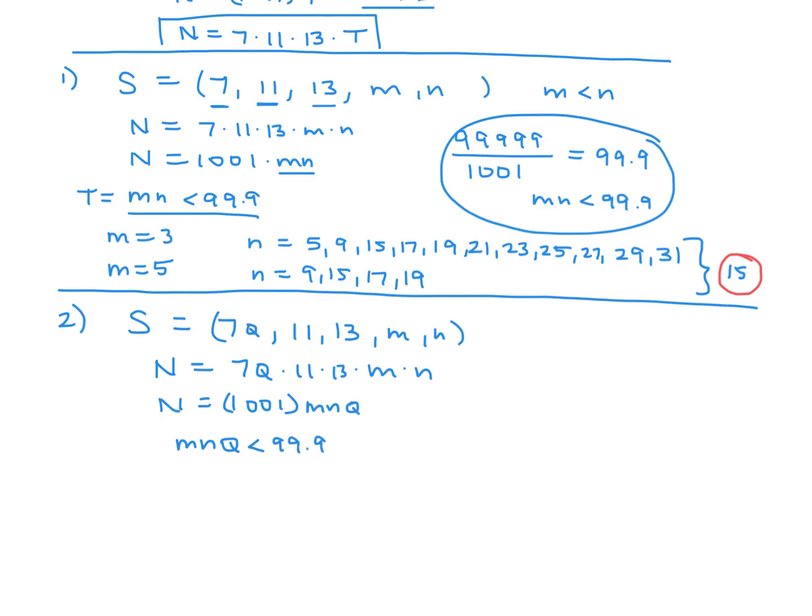Okay, so again, let's go through this. Now we have 3 to worry about. So how about if I try q? I can't use 1 because that obviously doesn't make a multiple of 7. I can't use 2 because that would make it 14. 14 is even. But I can do 3. If q is 3, that means mn has got to be less than 33. And therefore m can be 3, n can be 5, and 9. Can't make a 7 because 7's already up here.